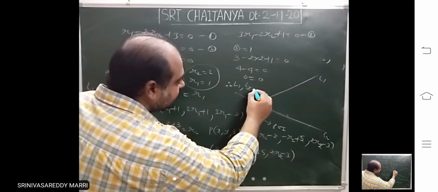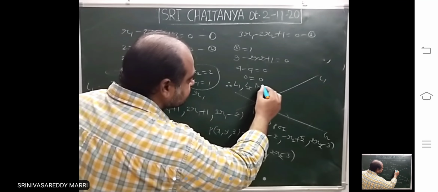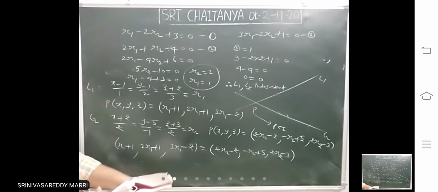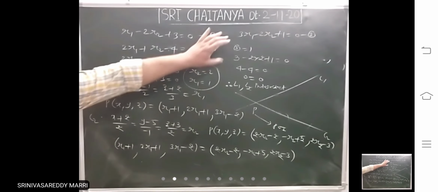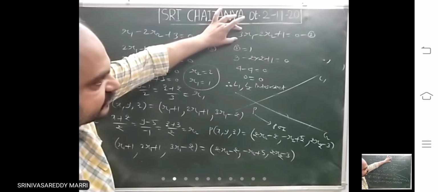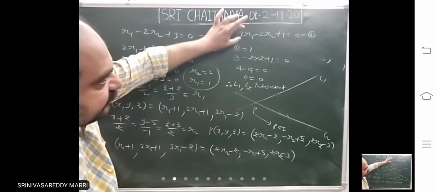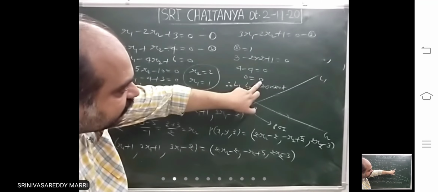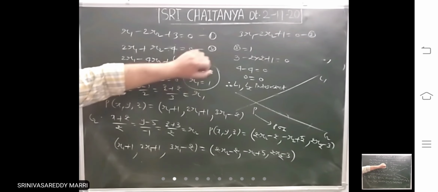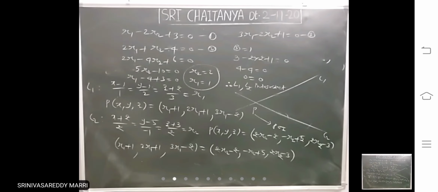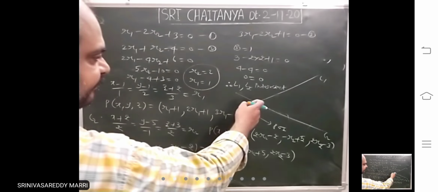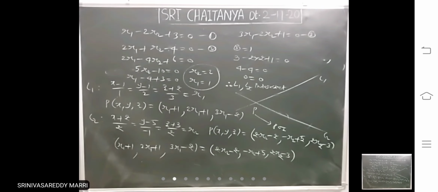L1 and L2, when they will intersect is, if we substitute these values, this equation is satisfied means they will intersect. Suppose this equation is not satisfied, suppose you got 2 equal to 0, that means they will not satisfy. In that case, lines will not intersect. Therefore, lines intersect in this case. That means they are intersecting lines.